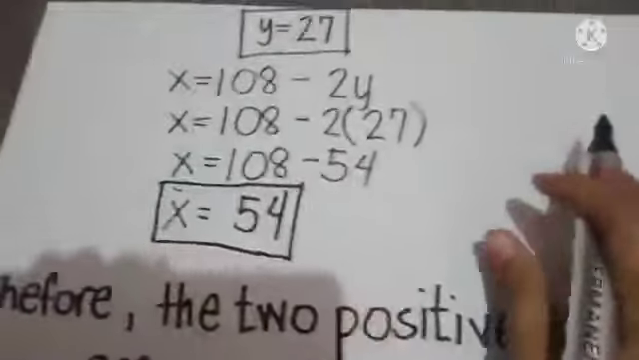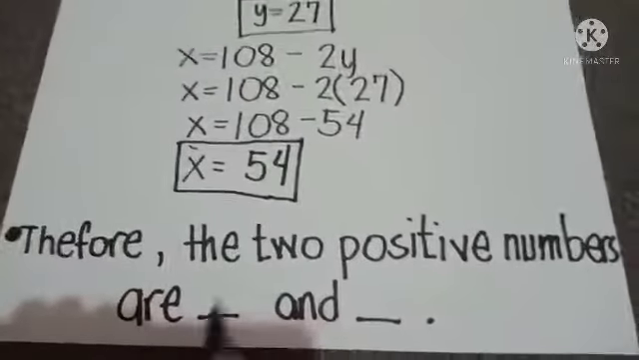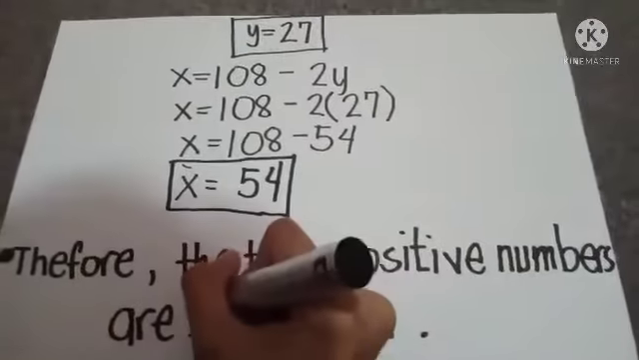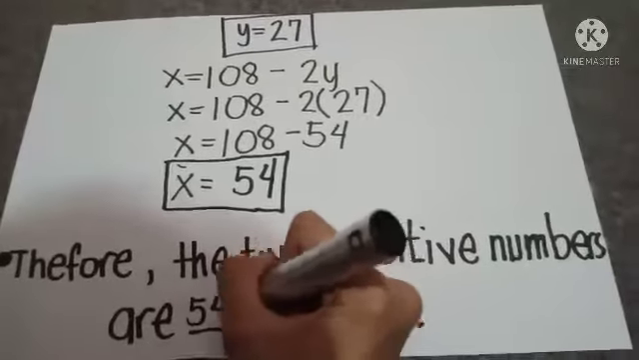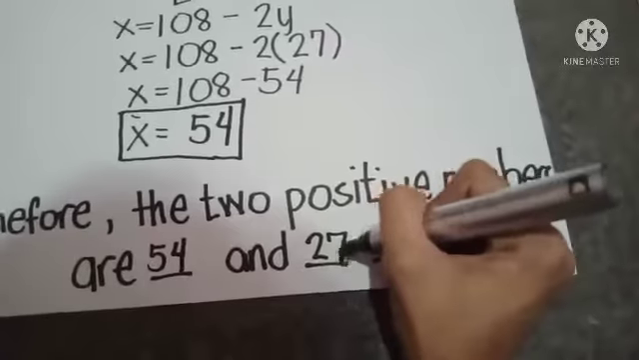So therefore, we conclude that the two positive numbers are 54 and 27.